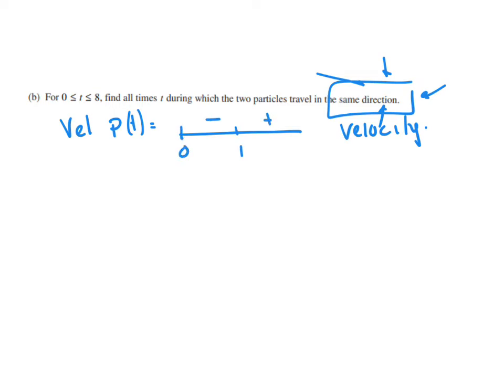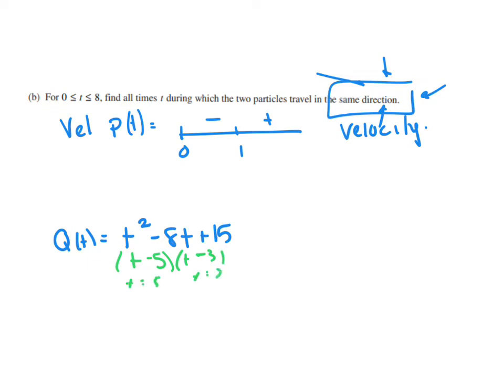Okay, so now I need to get the sign chart for the velocity of Q. And I believe they gave us the velocity already. They had us at t squared minus 8t plus 15. So I just need to make a sign chart and set that equal to 0. So let's go 5 and 3. So I get t equals 5 and t equals 3. So I'm going to line that sign chart up right here.